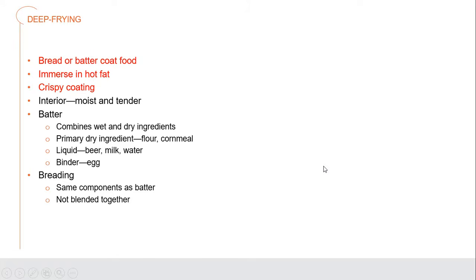When you're battering it, it combines wet and dry ingredients together. So primarily dry ingredients would be something like flour or cornmeal. And then the liquid would be maybe beer, milk, water to create a batter that you would then dip into before you go ahead and fry. Generally using some kind of binder like egg. When it comes to breading, we use the same components as batter, except we're not blending these together. We actually use them separately. Let's take a look at how this is done.